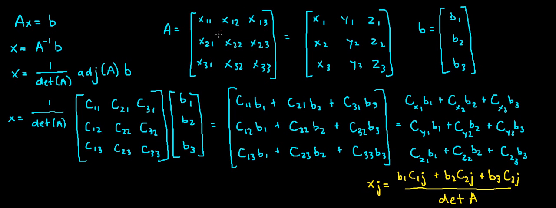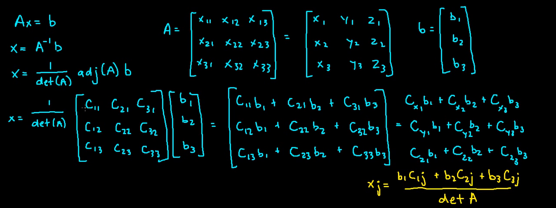x11, x12, x13, etc. And also I have this written out in x, y, and z form. So x1, y1, z1, x2, y2, z2, x3, y3, z3. 3 different equations with 3 variables. And for the constants, b is equal to b1, b2, and b3. So the first thing I'm going to do is just replace what I can in this formula. So I have x is equal to 1 over the determinant of A times the adjoint of A times b.